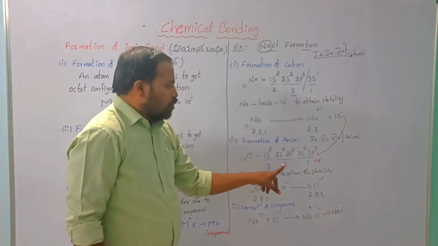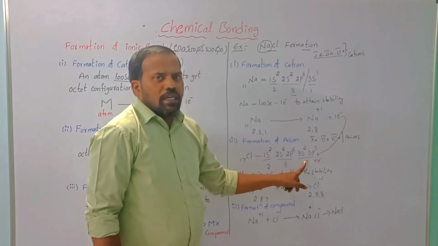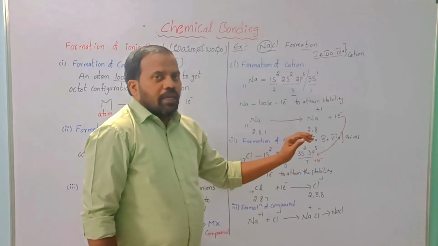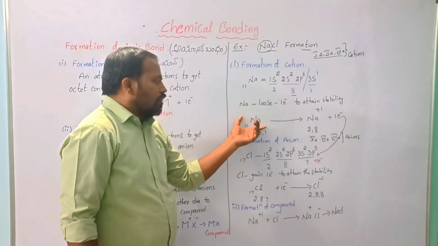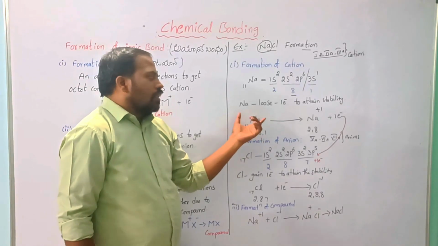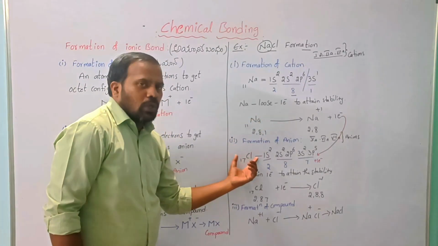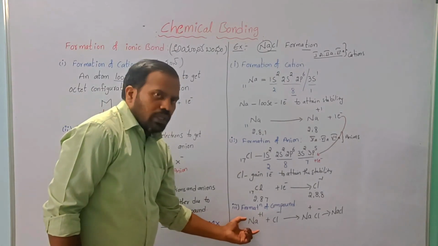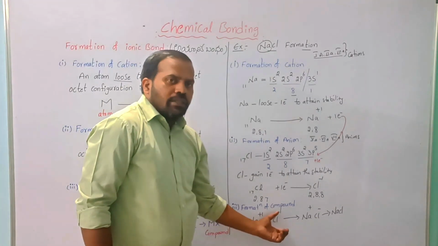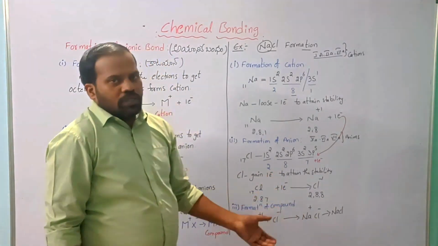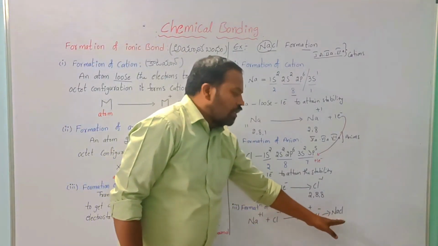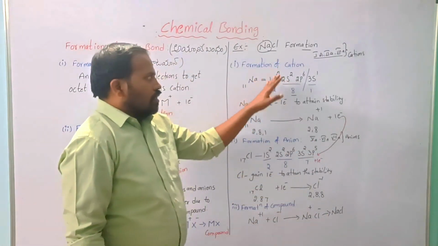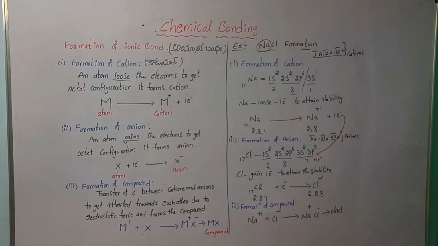Chlorine configuration is 2, 8, 7. It requires one electron. That electron can be donated, completely transferred, by the sodium atom, so that there is a bond between sodium and chlorine. That we can represent in the formation of the compound. The cation of sodium and the anion of chlorine are attracted by the electrostatic force. Then it forms the NaCl compound. So this is the formation.